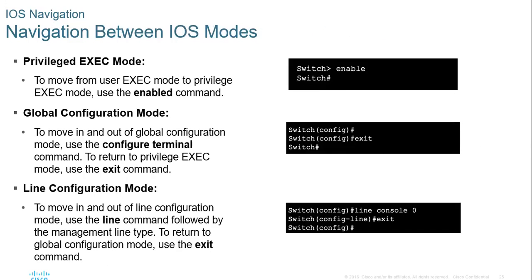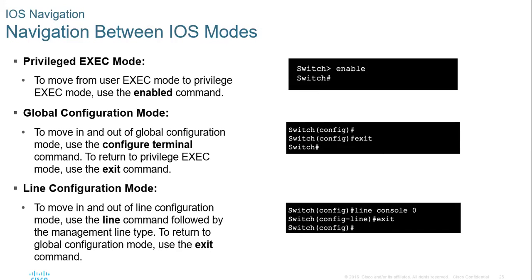Navigation between iOS modes. Privilege execution mode: to move from user execution mode to privilege execution mode, use the enable command, like switch> enable, then it will come to the switch# prompt. Then global configuration mode: switch(config)#. Type exit, and we will exit from that.